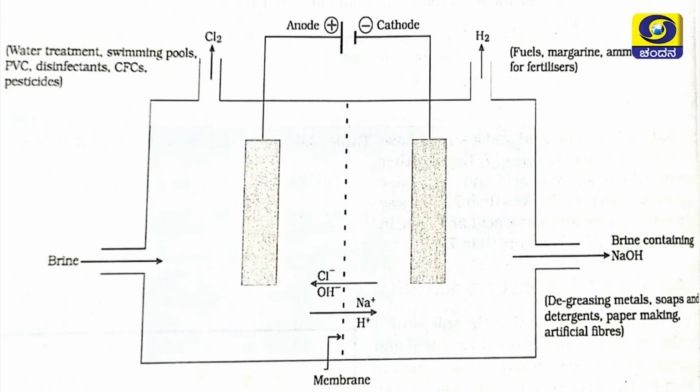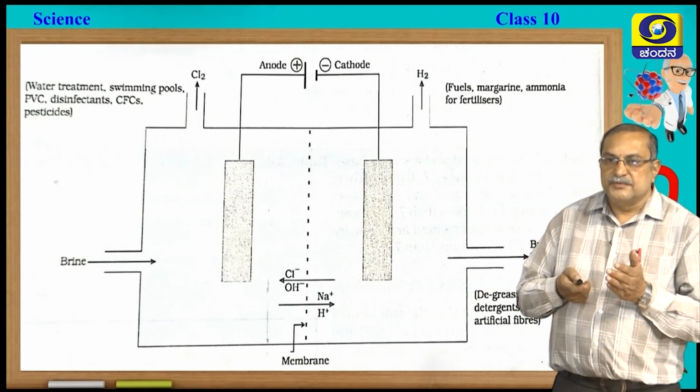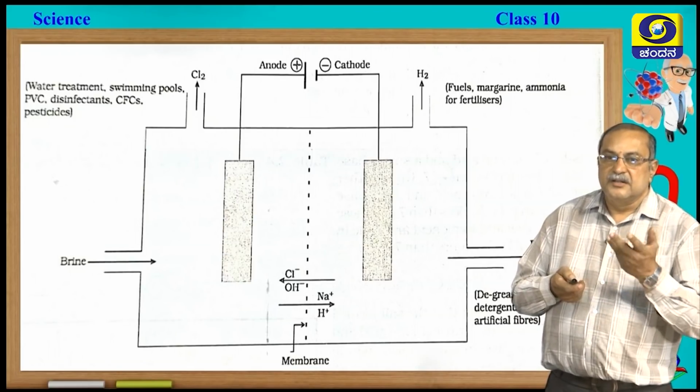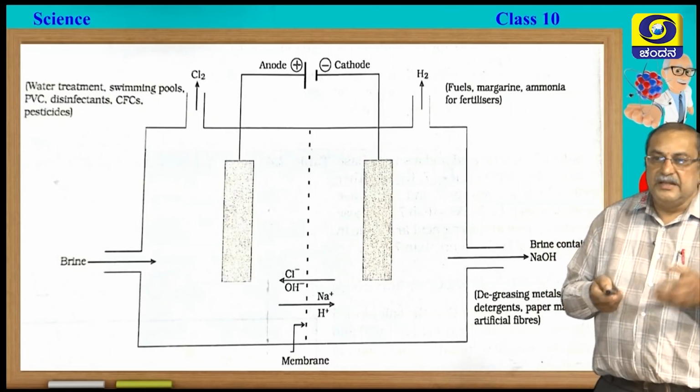Chlorine is used in water treatment, swimming pools, PVC, disinfectants, CFCs, chlorofluorocarbons, and pesticides manufacturing. And hydrogen is used as a fuel, and in margarine and ammonia for fertilizers. Even NaOH has many uses.